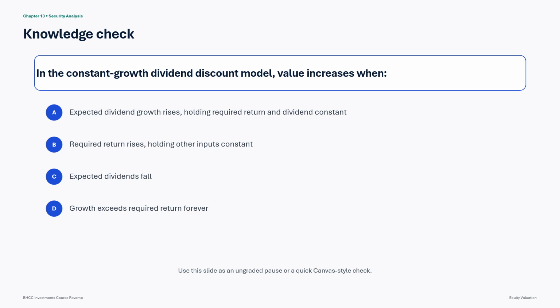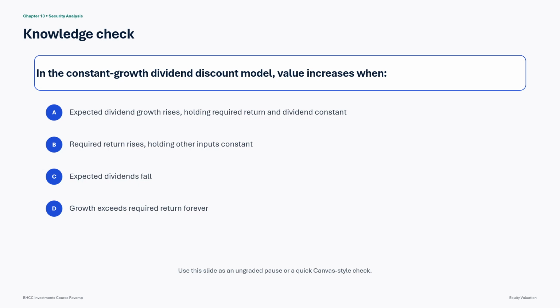The correct answer is A, holding the next dividend and required return constant. A higher sustainable growth rate reduces the denominator in the constant growth model and increases estimated value. Answer B is incorrect because a higher required return discounts future cash flows more heavily and lowers value. Answer C is incorrect because lower expected dividends reduce the cash flow available to shareholders. Answer D is incorrect because the model requires the perpetual growth rate to remain below the required return. If growth equals or exceeds the required return forever, the formula stops producing an economically meaningful finite value.